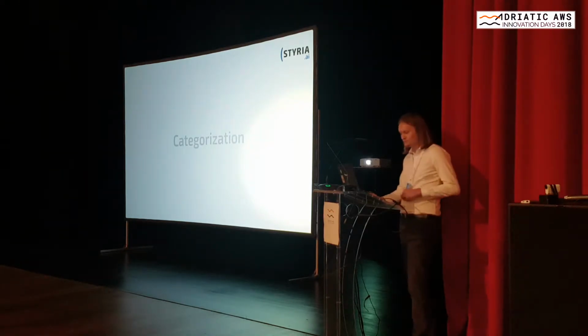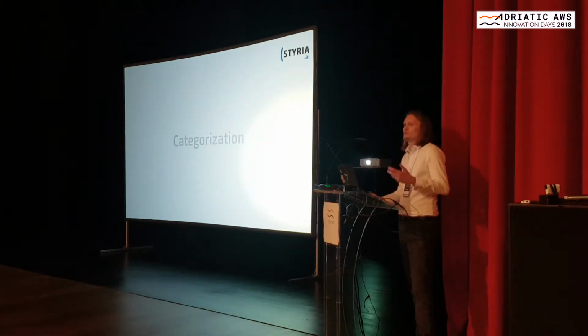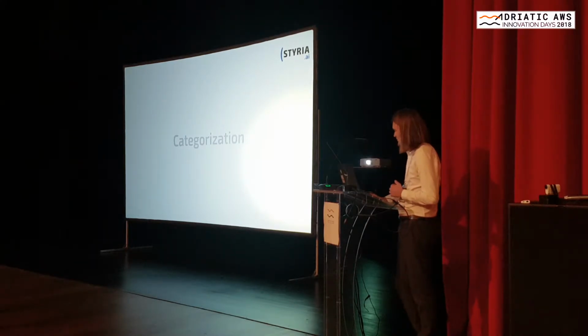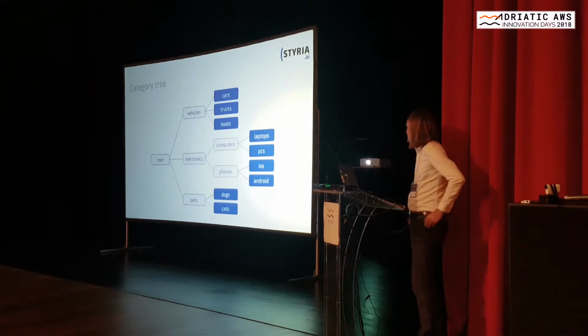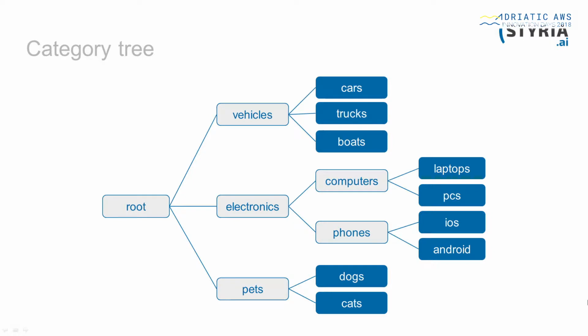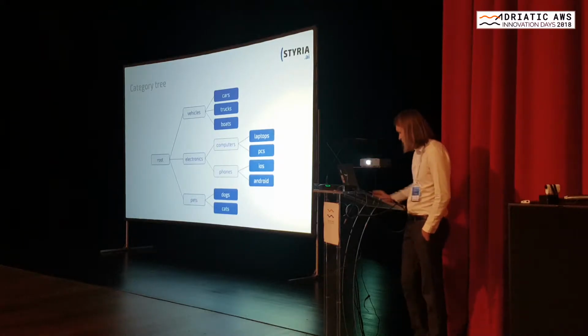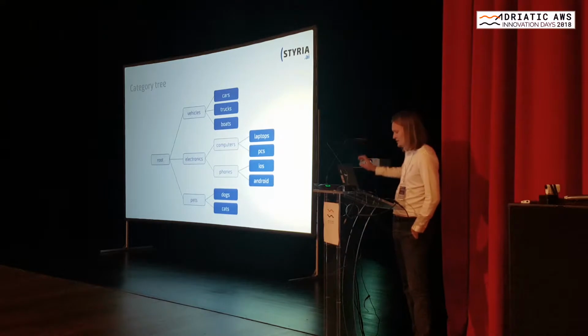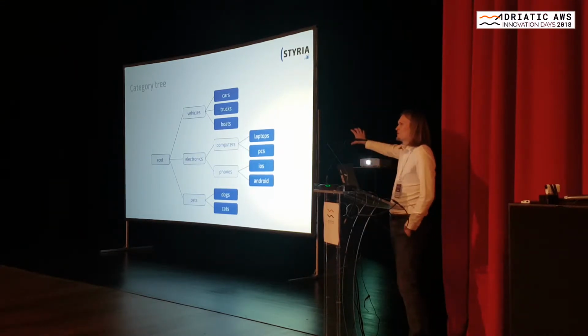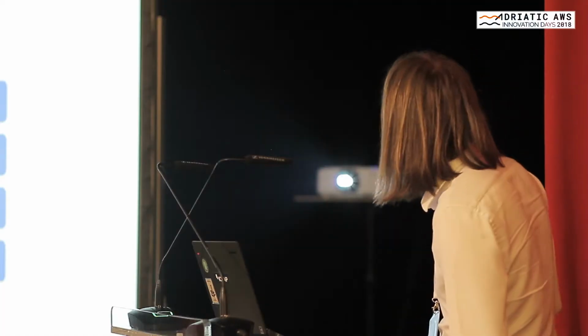So, categorization. Most of you have used some sort of classified service, for example Njuškalo, and you're already familiar with the structure of the categories inside. Here is a simple example of the categories. Here you have electronics, inside you have computers and phones, and inside the computers category you have laptops and PCs. This is quite a simple tree, and when I say category tree, this is what I mean, the whole structure of all of the categories.